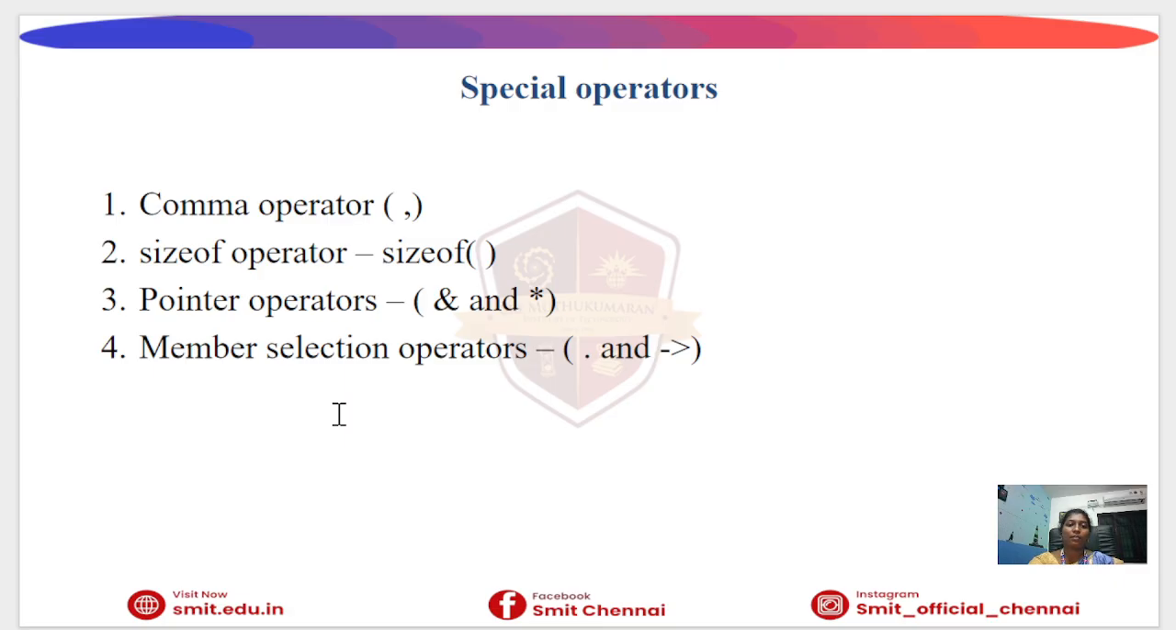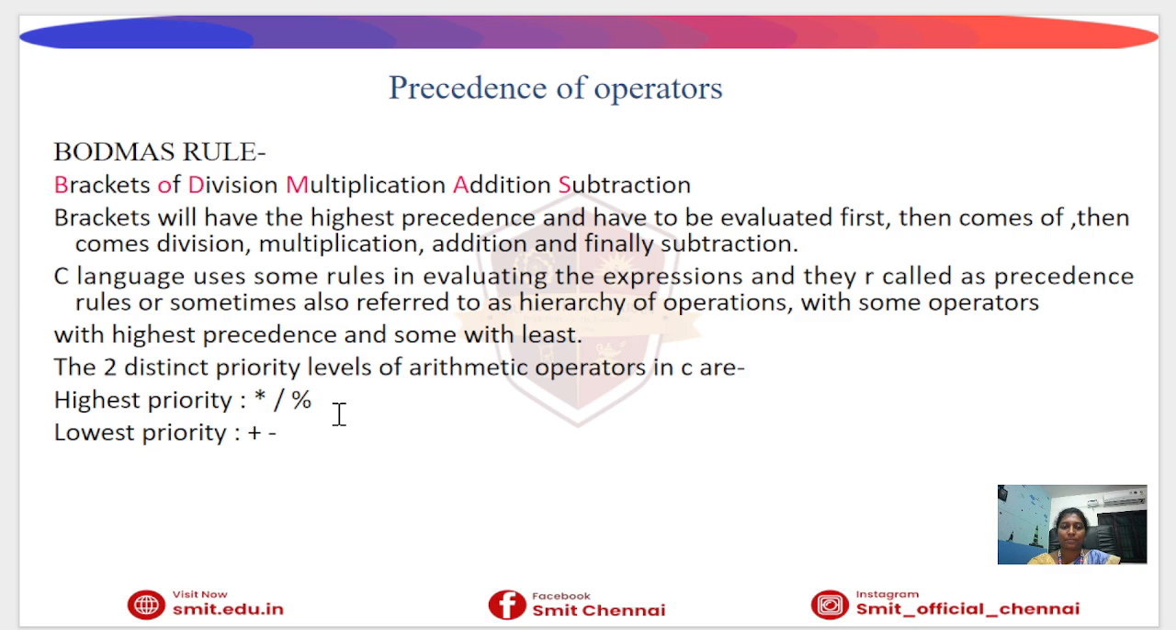The next one is special operators. The special operators include special characters. In C also we have special characters like comma, brackets, less than, greater than. These are the special operators. The comma operator is comma. Then the sizeof operator and the pointer operator. How do we indicate a pointer? With the star symbol. Then the member selection operator, that is dot and minus greater than. Sizeof tells how many bytes the integer occupies.